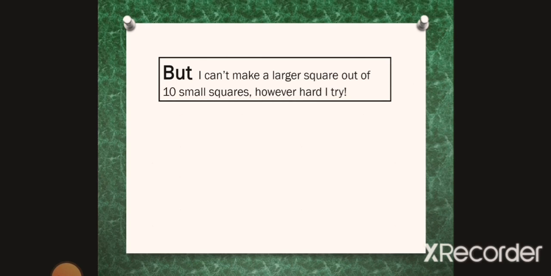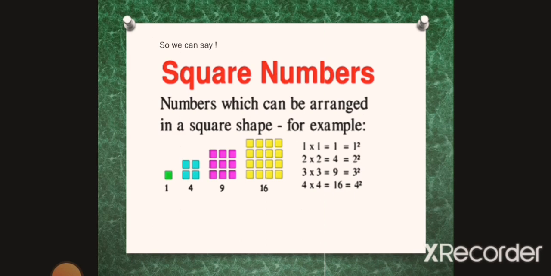But the question arises, can every number be arranged in this way? Let's go for 10. What if I have 10 small squares? Can I make a larger square out of 10 small squares? No. No matter how you try to arrange them, the arrangement is never going to be a larger square. So we can say square numbers are those numbers which can be arranged in a square shape. For example, you have 1, 4, 9 and 16. If you have 16 small squares, you can arrange them in such a way that you get a bigger square ultimately. So all these numbers, 1, 4, 9, 16, are your square numbers.